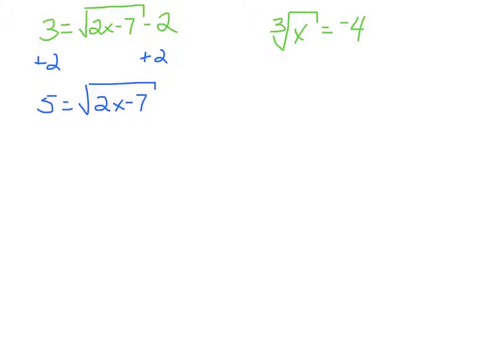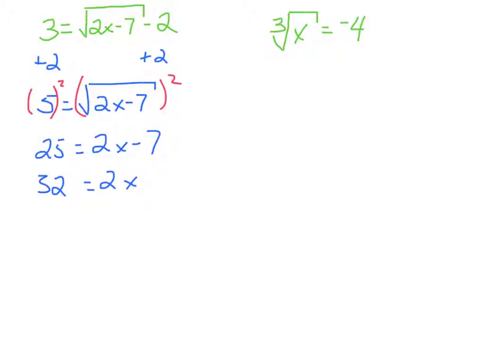Now we're allowed to square both sides of the equation. And we get 25 equals 2x minus 7. Now it's just a simple equation. We'll add 7 to both sides. So we'll get 32 equals 2x. Divide both sides by 2, and x equals 16.